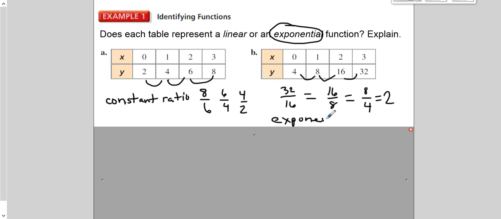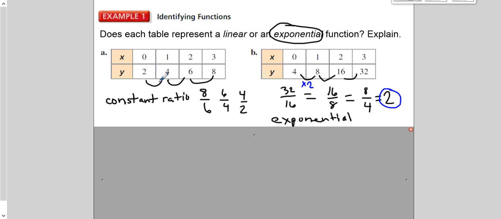Another way to look at it, other than that common ratio, is to ask yourself, what do we do to get from this number to this number? So we're going to multiply by 2. 4 times 2 is 8. 8 times 2 is 16. 16 times 2 is 32. There's that 2 showing up.